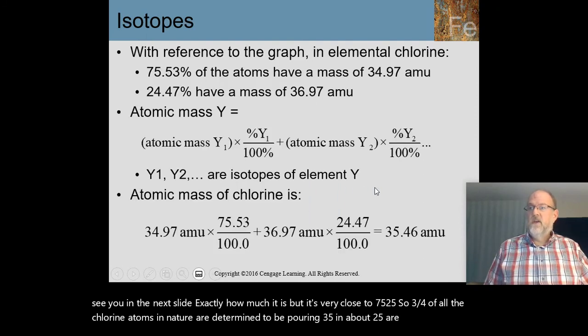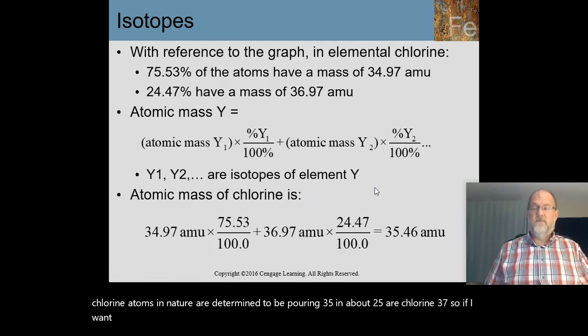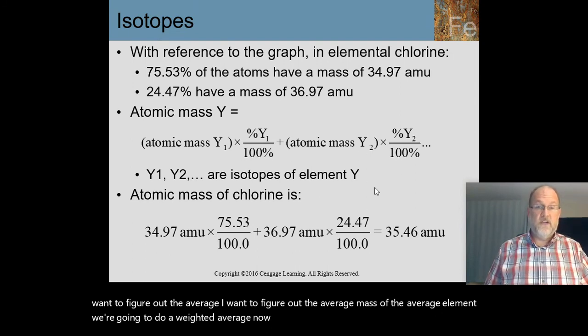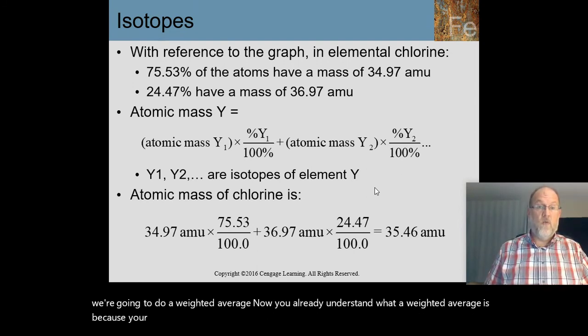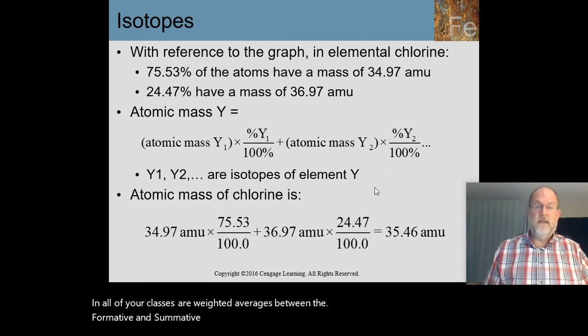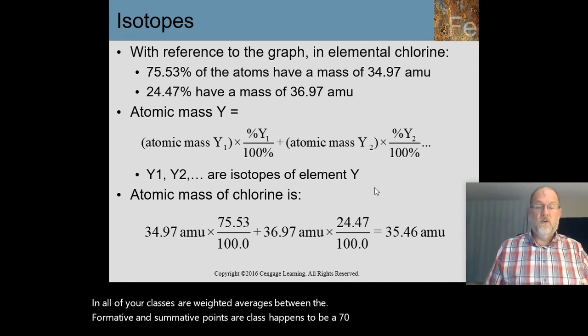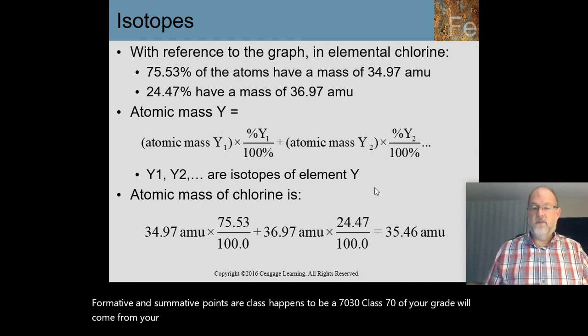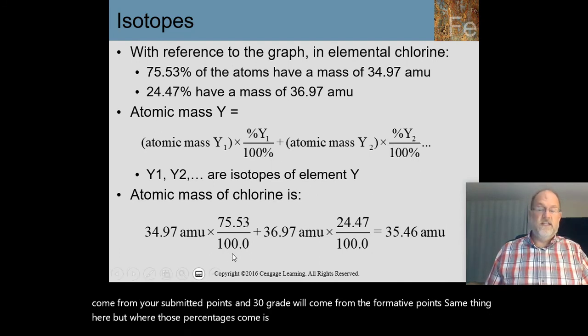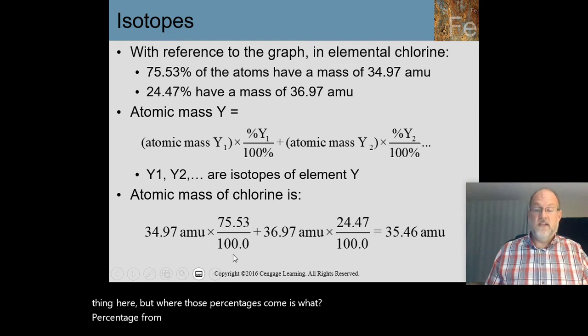So if I want to figure out the average mass of the average element, we're going to do a weighted average. Now, you already understand what a weighted average is because your grades in all of your classes are weighted averages between the formative and the summative points. Our class happens to be a 70-30 class. 70% of your grade will come from your summative points, and 30% of your grade will come from the formative points.